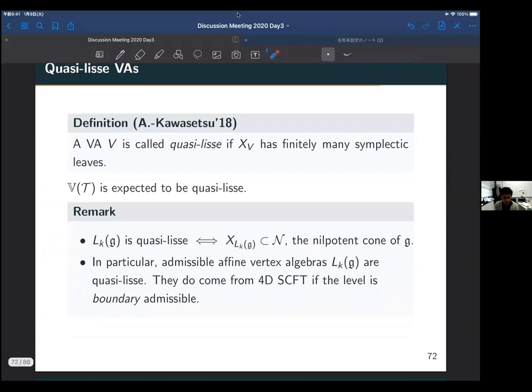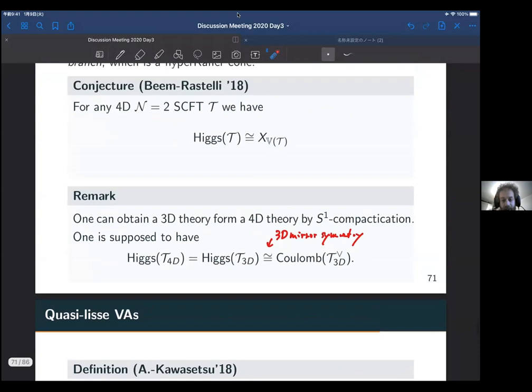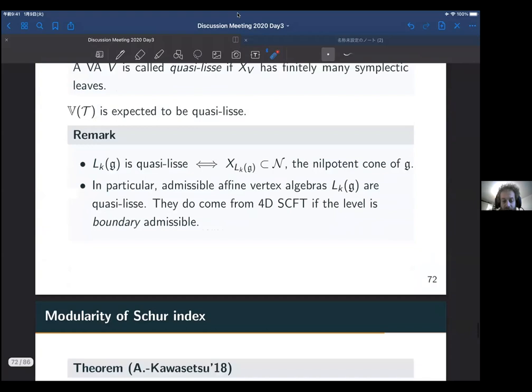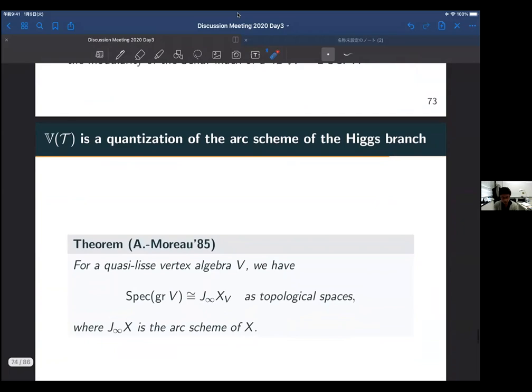Sorry, may I ask a question? About this theorem on arc schemes, how important is the condition of being quasi-lisse? I think it's important. So you have some counterexamples, right? I think so. Yeah. I see. Maybe I need simplicity. We need simplicity, because for a commutative vertex algebra it's easy to construct a counterexample, for example. Thank you.